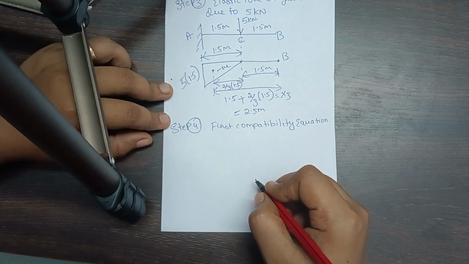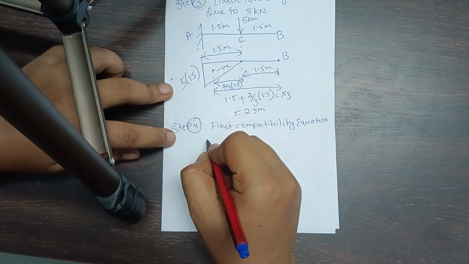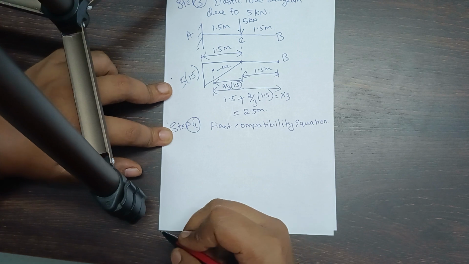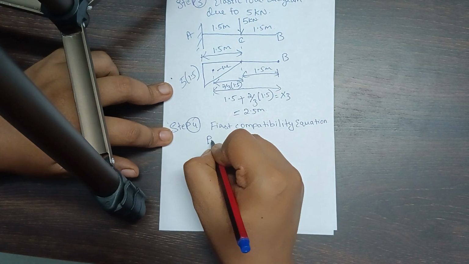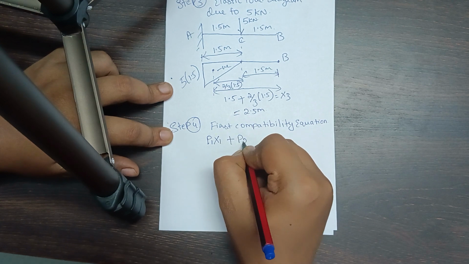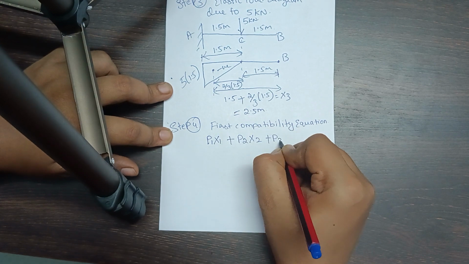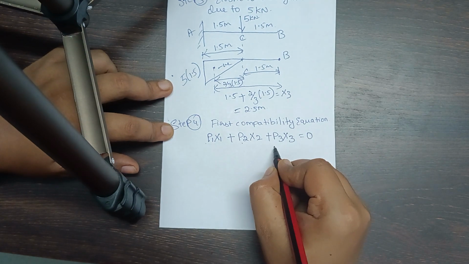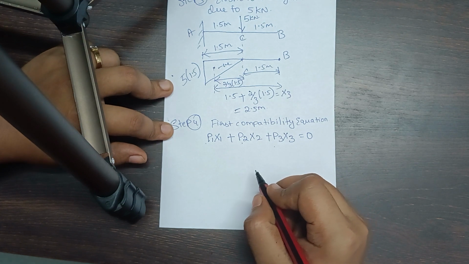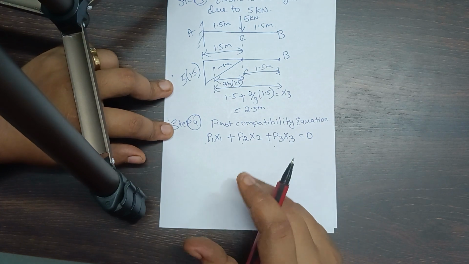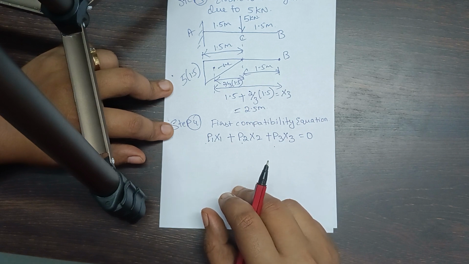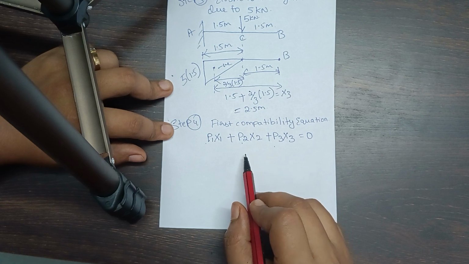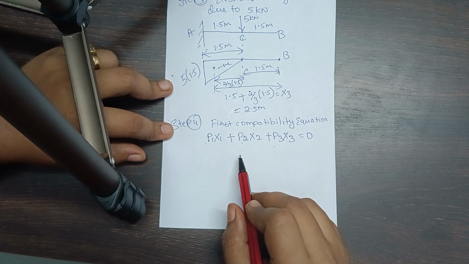So in case of the first compatibility equation, I am going to take the equation as P1 x1 plus P2 x2 plus P3 x3 equal to 0, where P1, P2 and P3 represent the areas of the individual elastic load diagrams which we have represented in steps 1, 2 and 3, and x1, x2, x3 represent the centroidal distances of the individual elastic load diagrams.